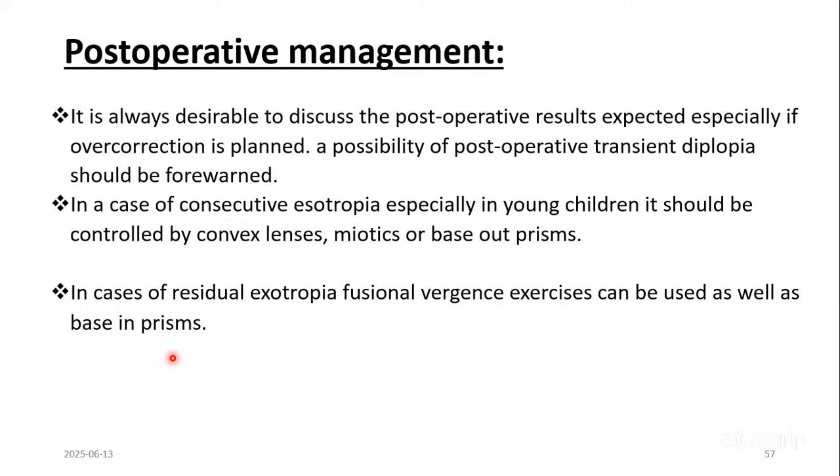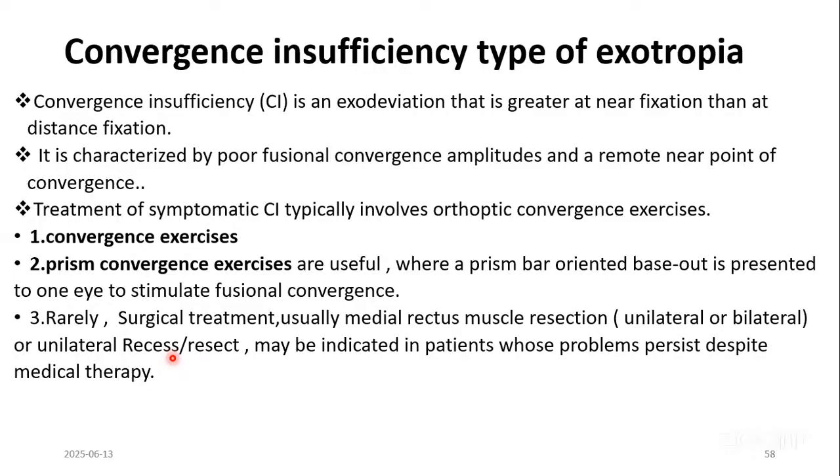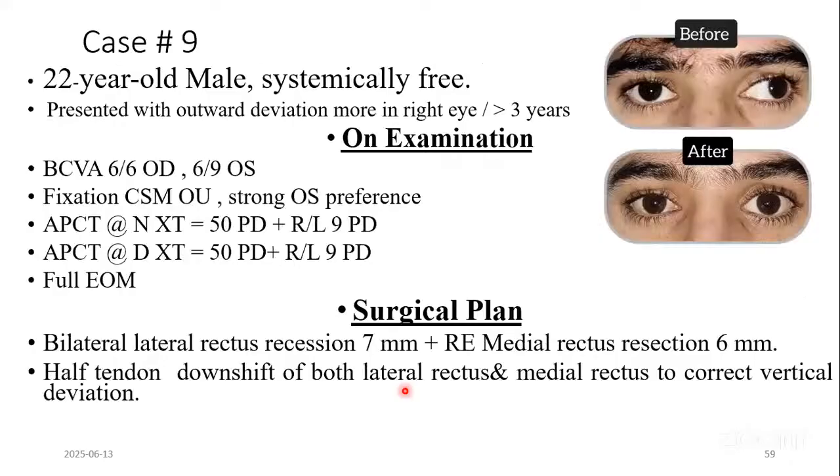Coming to the convergence insufficiency type, we are almost done. In those patients, exercises will help a lot. So start with convergence exercises. And if the patient does not improve, you can go for the surgery.